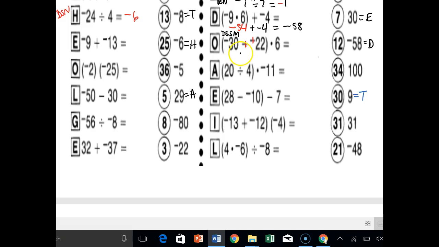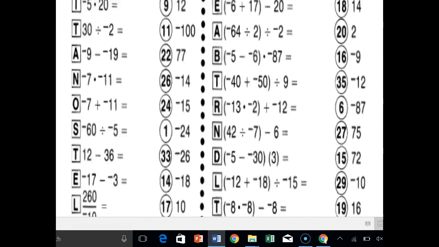So that is a -8 because 30 minus 22 is 8, but you had more negatives. So then -8 times 6, that's a different signs negative, DSN, because you have different signs and you're multiplying. That dot means multiplication, so different signs negative, that is -48. So looking for -48, it's right there. So on 21, you want to put O.